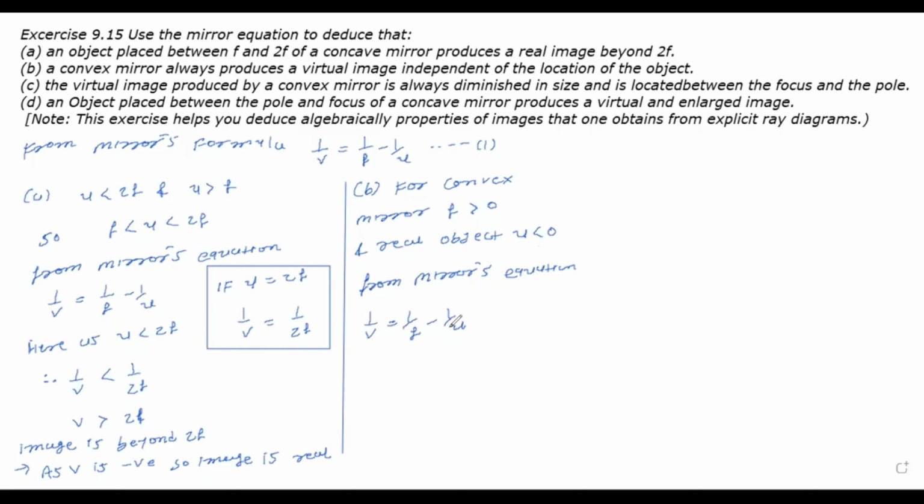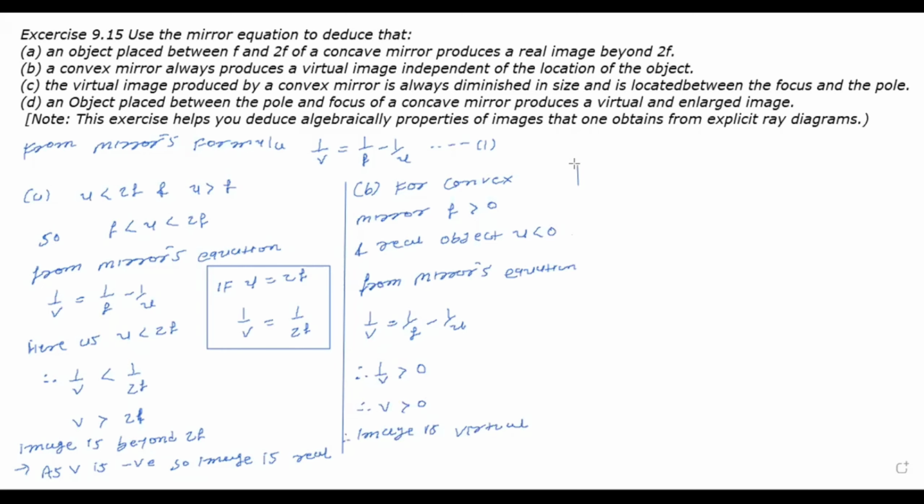When u is negative, the sign of this negative u and this one becomes what? Positive. So the whole term on the RHS becomes positive, and hence we can say 1 over v is greater than 0, so v is also greater than 0. Here we can say the image is virtual, therefore the image produced by the convex mirror is virtual.